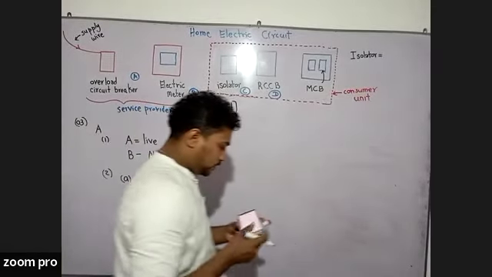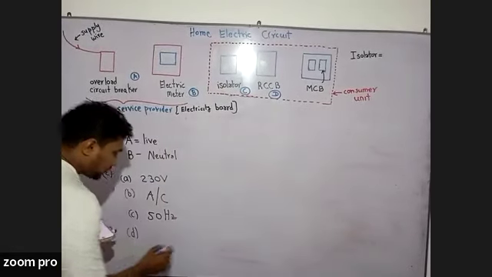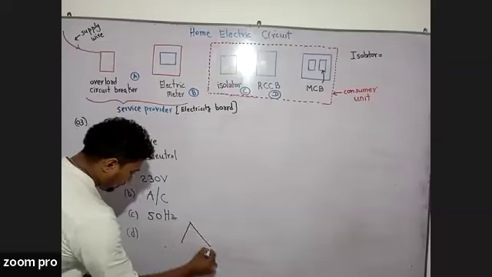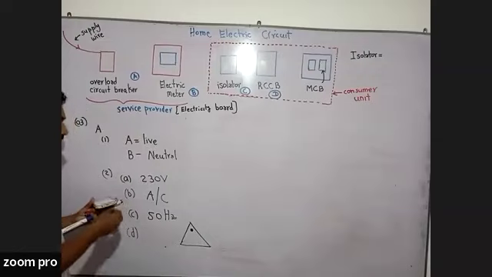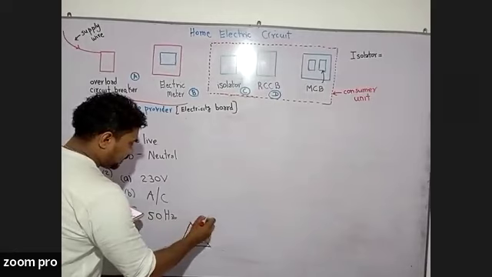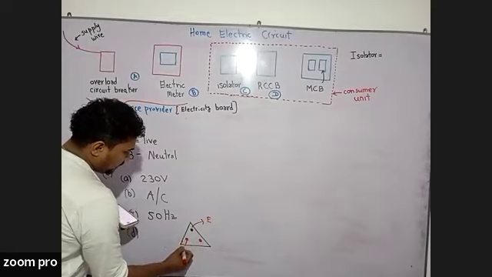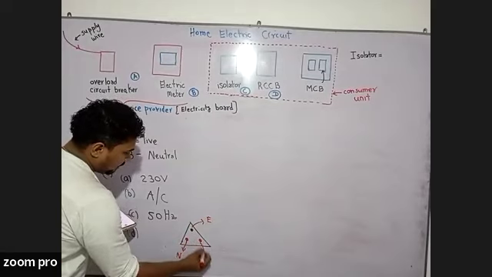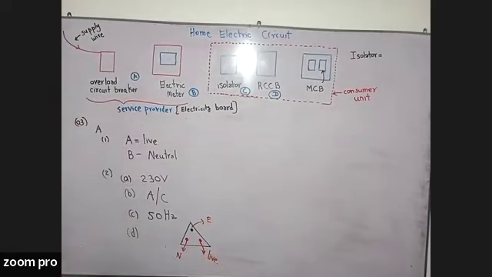Identify the relevant wires to which Q and R should be connected, right? So in this plug point, the upper one should obviously be connected with the earth wire, right? So this should be connected with the earth wire, and the other two should be connected with the neutral and the live wire. Right.